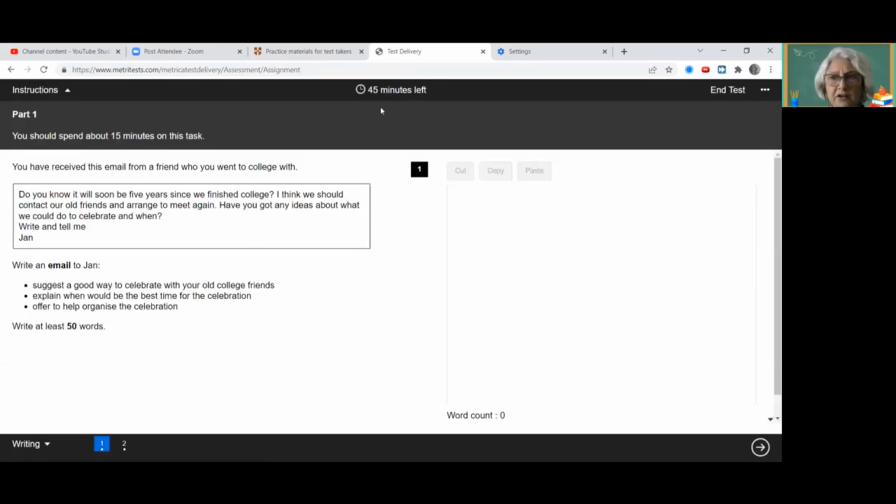And you can see here, they do have a timer. When I hover over it, it tells me how much time I have left. Now, it is suggesting that I spend about 15 minutes on this task. It's going to be important for me to start right away to read it.